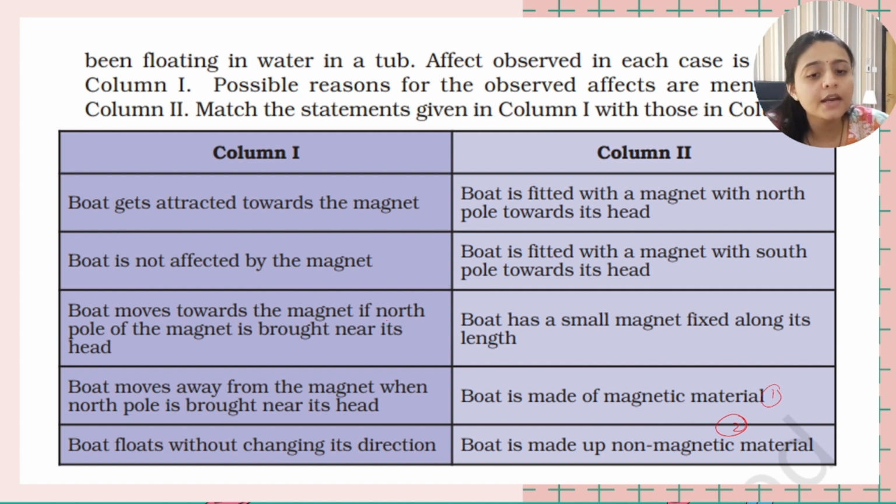Boat moves towards the magnet if north pole of the magnet is brought near the head. So the boat is fitted with the south pole towards its head, because opposite will attract. This is the answer. Third, boat moves away from the magnet when north pole is brought near its head, so it's a north direction. Boat floats without changing its direction. Boat has a small magnet fixed along its length.